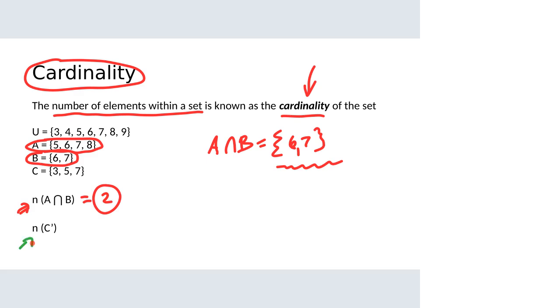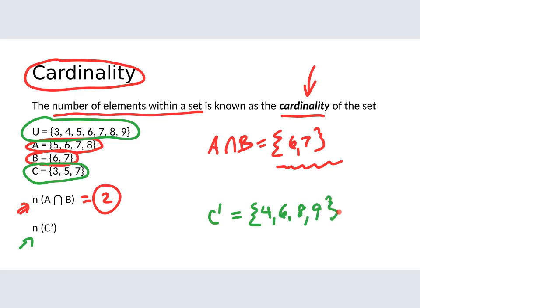Down here, the cardinality of C complement. Well, C complement is everything that's outside of C but inside the universal set, and that's going to be 4, 5, 6, 8, 9. So the cardinality of C complement is 4, because that's how many elements are in C complement.